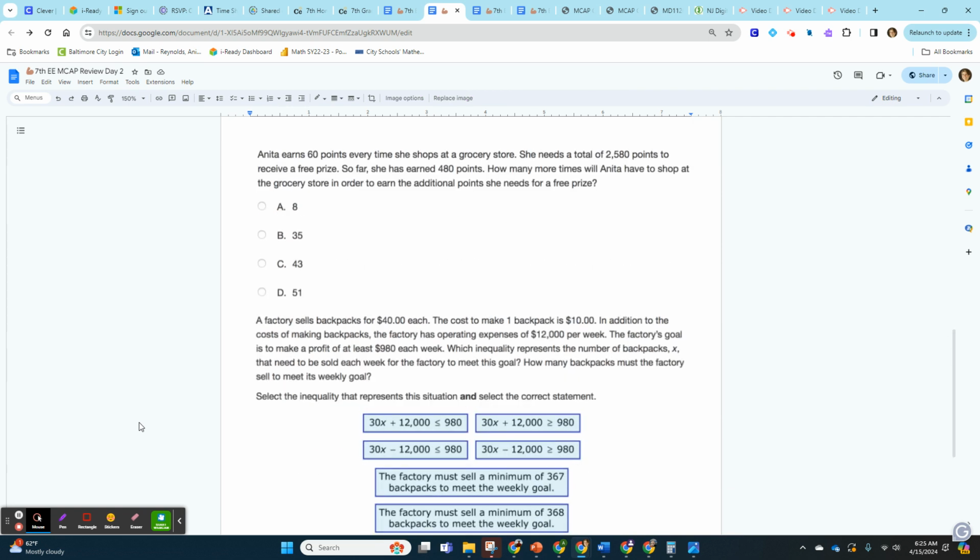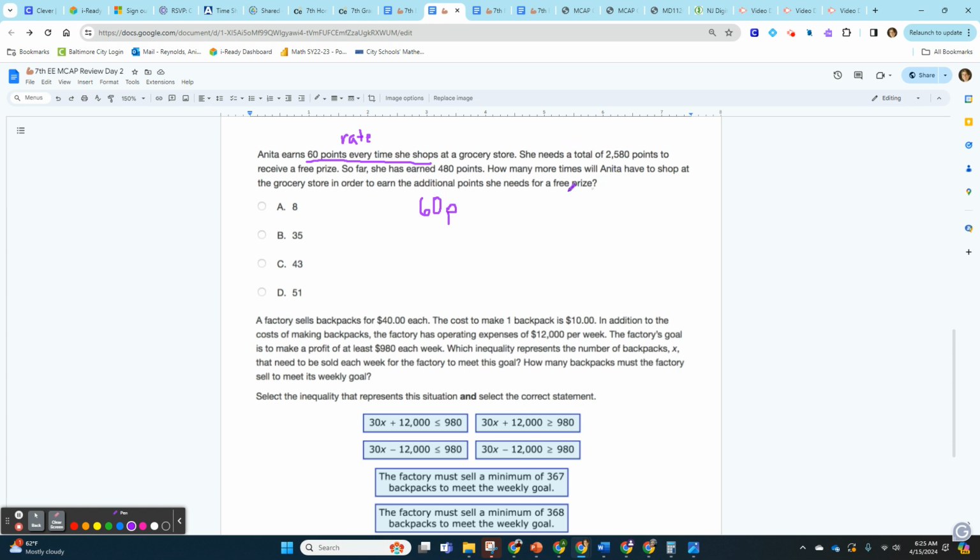Here's another really common type of problem where you're going to have a flat amount, a total, and a rate. Anita earns 60 points every time she shops. That means this is a rate, which means it's going to be with the letter p when I make my equation. So I'm going to have 60p.